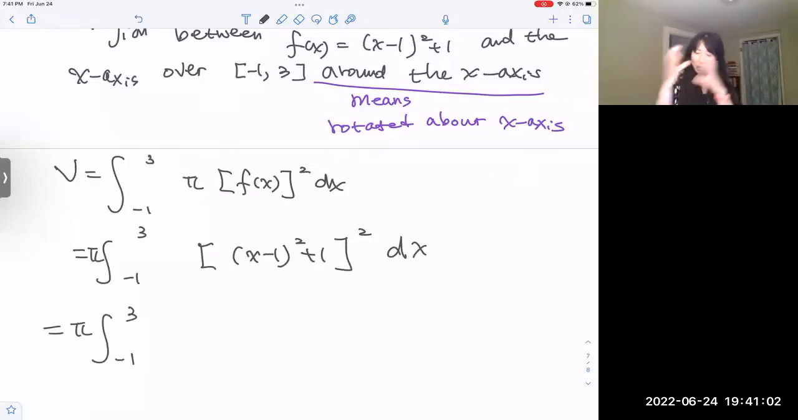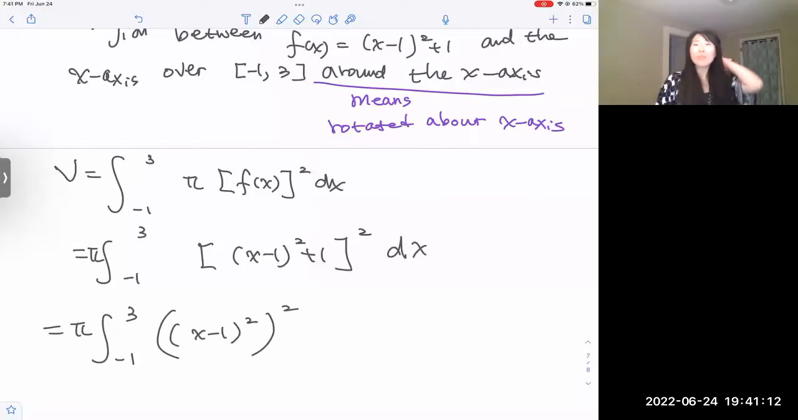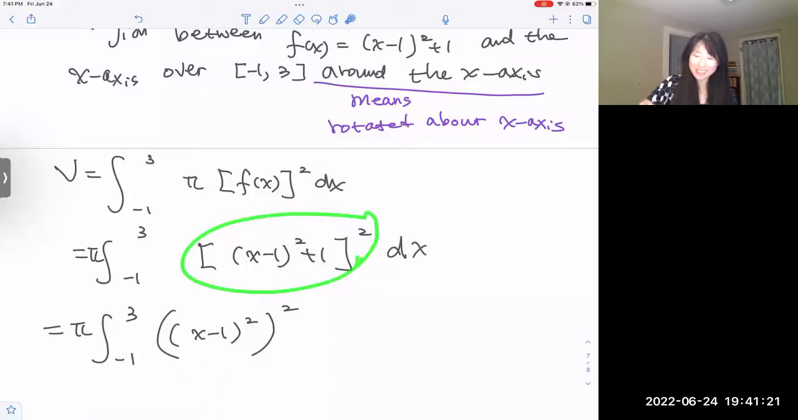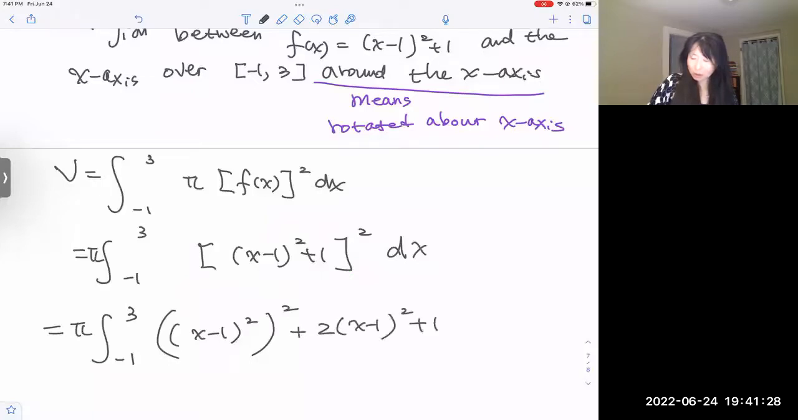Okay, so a squared, which is x minus 1 squared, then squared, right? And divided by 2. No. We have to simplify this one first. Okay. Yeah, nice, good point. Plus 2 times, plus 1 squared. Okay, please correct me if I make a mistake.